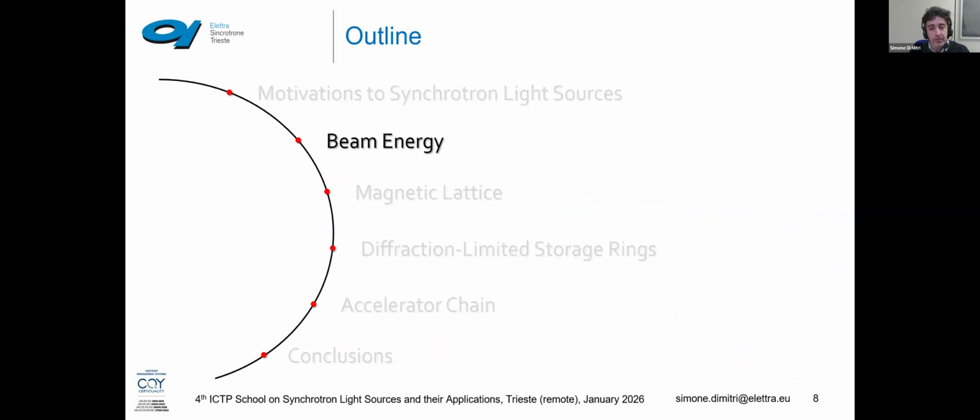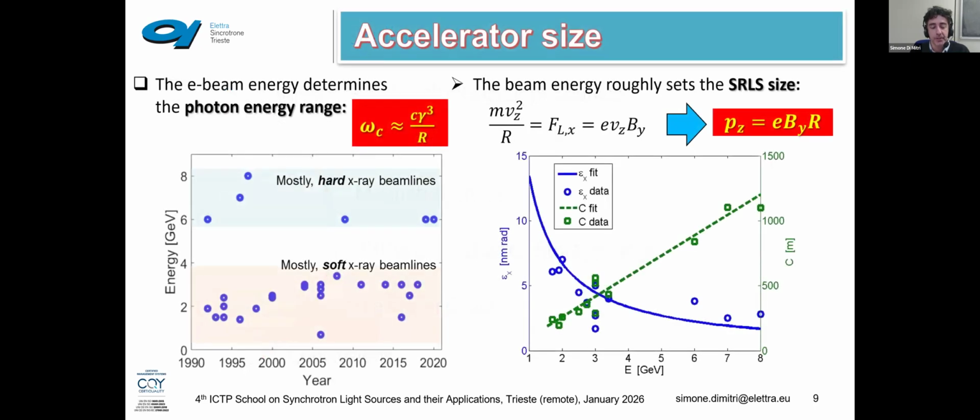Now that the general picture, I hope, has been given, I would like to focus on one characteristic and maybe one of the most important parameters of a synchrotron light source, which is the electron beam energy. Now, the electron beam energy has a twofold balance in terms of design and performance of a synchrotron light source.